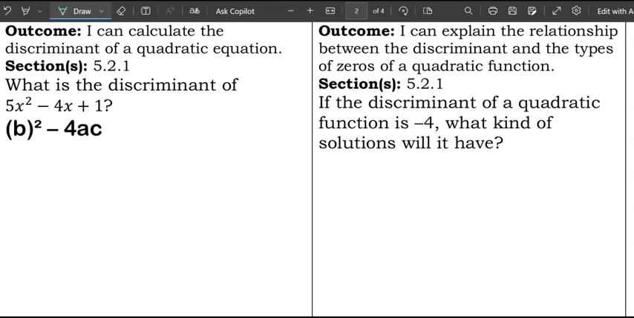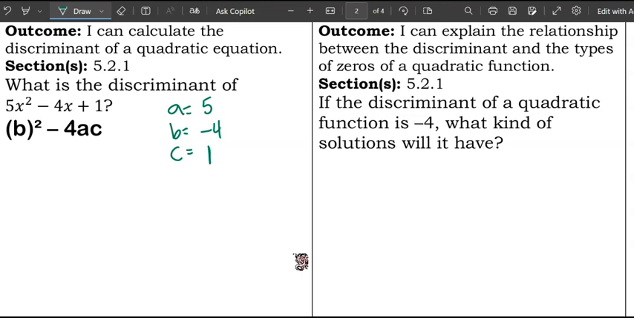Outcome. I can calculate the discriminant of a quadratic equation. Refer to section 5.2.1 for more of these examples. What is the discriminant of 5x squared minus 4x plus 1? Let's recall the discriminant formula. B squared minus 4 times A times C. First, identify the coefficients A, B, and C. A is 5, B is negative 4, and C is 1.